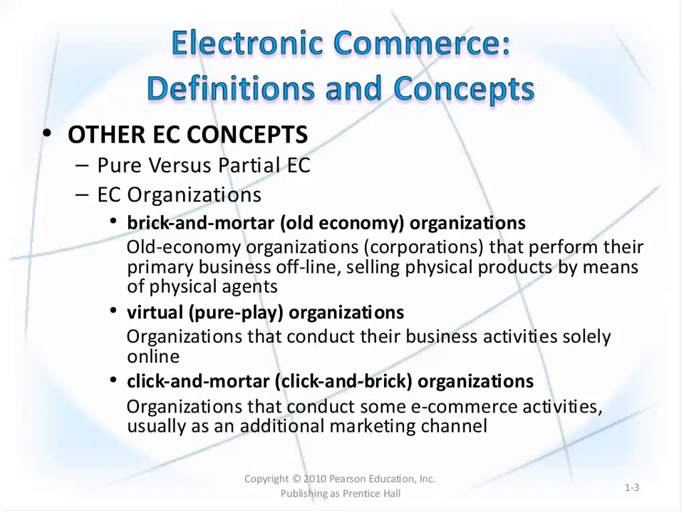And click and mortar is the organization that conducts some e-commerce activity, usually as an additional marketing channel. For example, I brought you an example of Amazon. You do something online, but the product is physically delivered to you. Or some company's business is not online, but for example, they do their marketing channel. They try to find their target markets by using online methods. So these are different types of electronic commerce organizations.